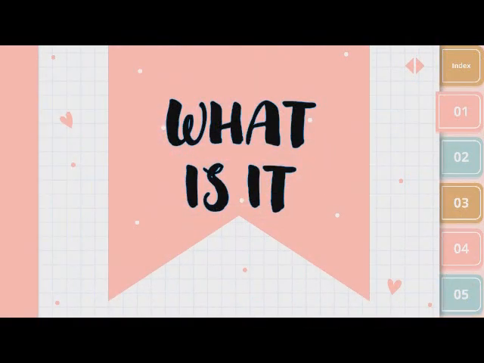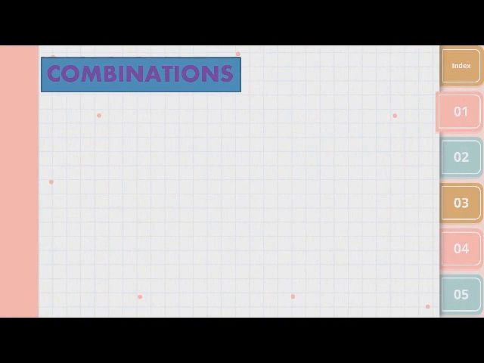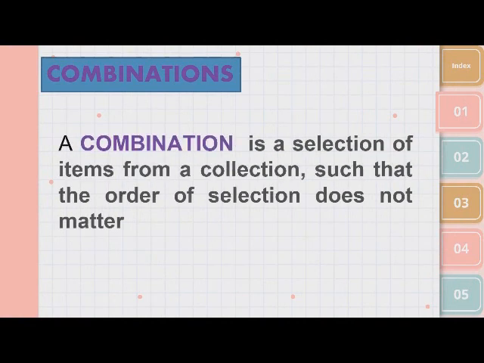So, what is it? We have this. Our topic is all about combinations. So what exactly is a combination? It is a selection of items from a collection such that the order, take note of this, the order does not matter or the order is not important. When you say order is not important, no matter how you interchange them, you will consider that as only one count. Okay? So let's proceed now.